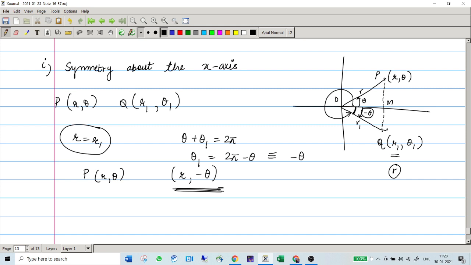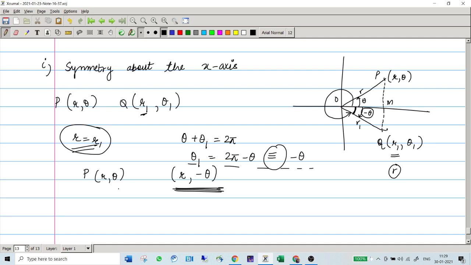So you can now see that theta units plus theta 1 units is going to give you a complete circle, which means theta plus theta 1 is going to give you 2 pi. So theta 1 must be 2 pi minus theta, which is equivalent. I wrote equivalent because it is not exactly the same thing, but it is going to result in the same point. So theta 1 should be sort of minus theta. So I have got r1 to be r because of this relation and theta 1 to be minus theta because of this relation.